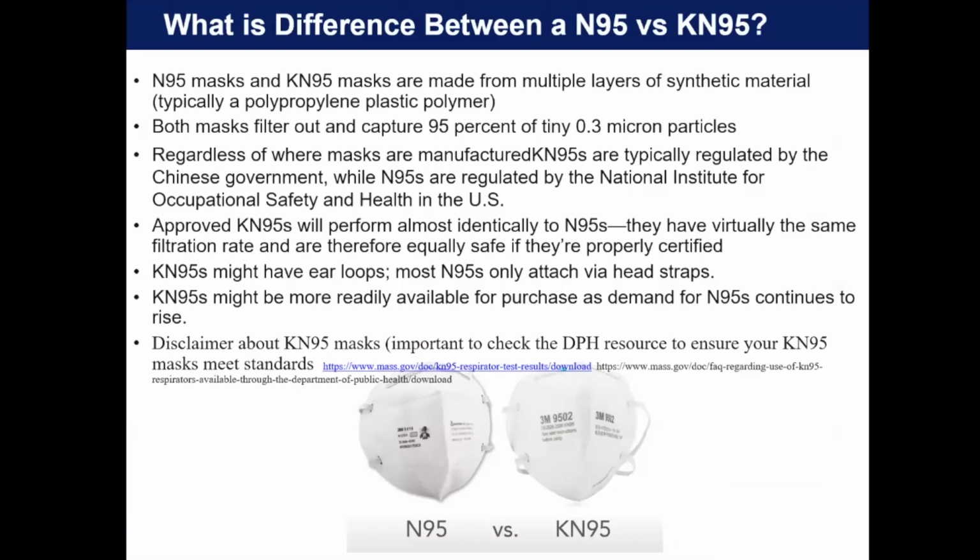So many people get very confused about the difference between an N95 mask and a KN95 mask. Both of them are made from multiple layers of synthetic material, typically a polypropylene plastic polymer. Both masks will filter out and capture 95% of these tiny 0.3 micron particles. The larger droplets, which tend to be over 1 micron, either settle onto surfaces or the floor, or your nose is able to filter them out early on in the anterior areas. These smaller particles can bypass right through the nasopharynx down into the deeper parts of the lungs. So that's why you want to use a good mask that's going to prevent you from inhaling those particles.